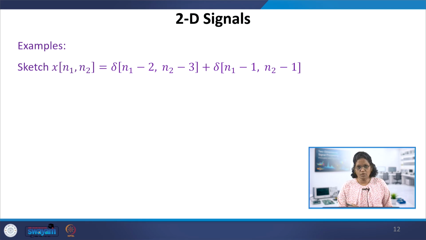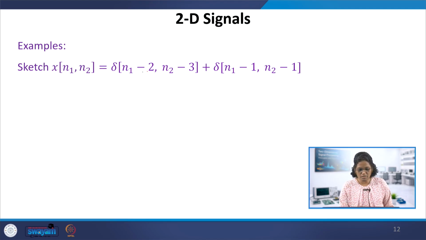So let's see how we plot some of the sequences with the knowledge we have right now of impulses. Can we plot a two-dimensional sequence? For sketching x of n1 comma n2, it is equal to delta of n1 minus 2 comma n2 minus 3. You can see the index n1 is shifted by 2 and n2 is shifted by 3. That is a right shift, n1 minus 2 and n2 minus 3.